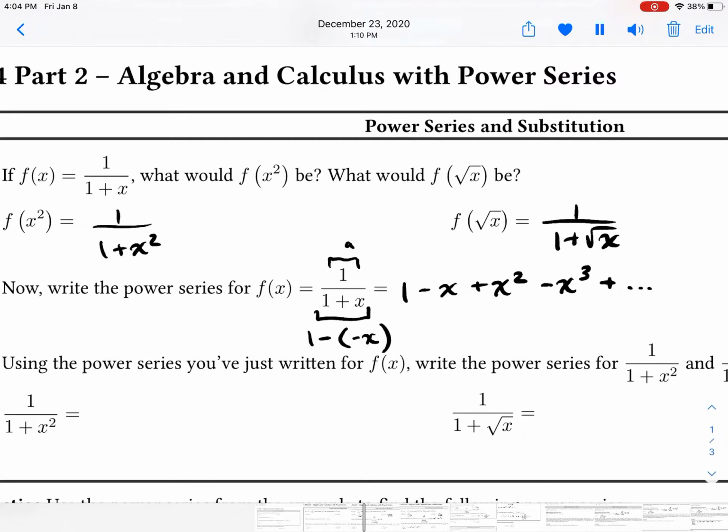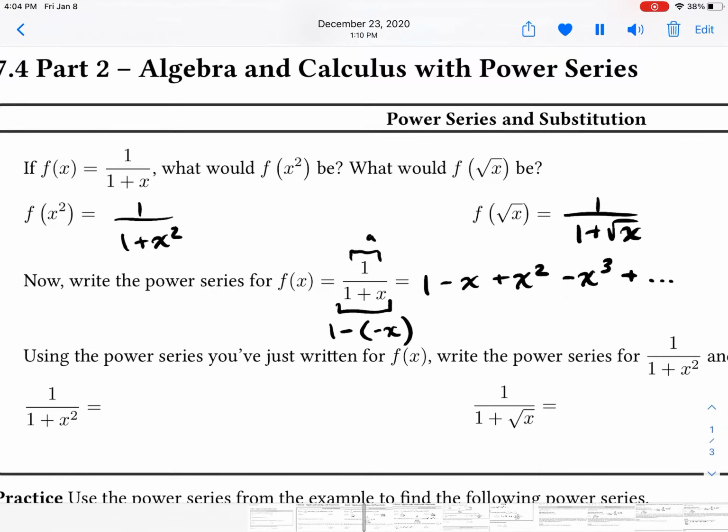Now, using this power series that I've just written for 1 over 1 plus x, let's write the power series for 1 over 1 plus x squared. All that really means now is we are going to substitute x squared in for each one of these terms. So this first term would still be 1, but this next term now would be minus, and instead of just x, we're substituting in x squared. This next term now would just be x to the 4th minus x to the 6th.